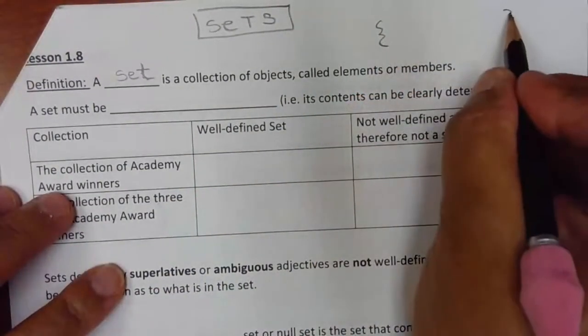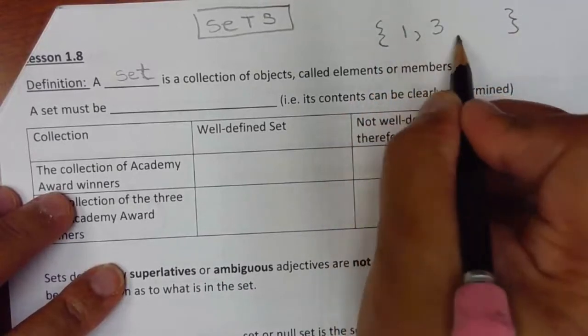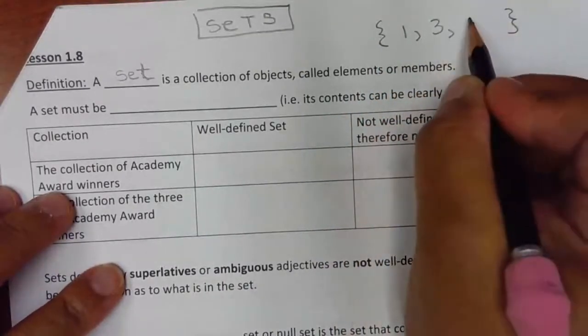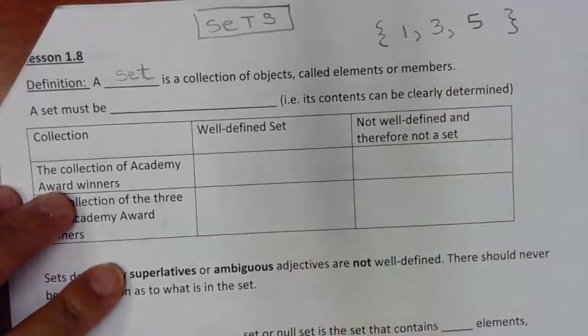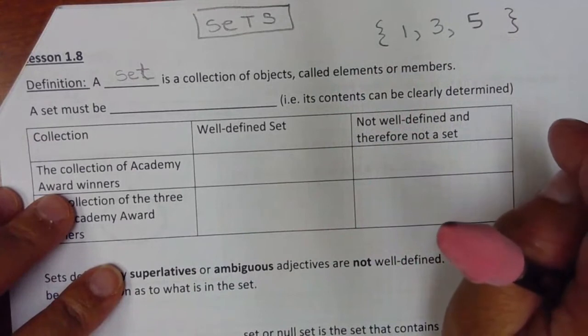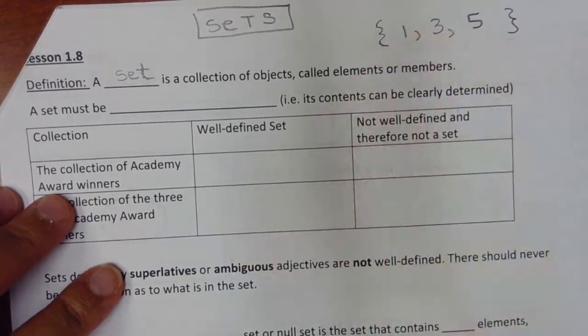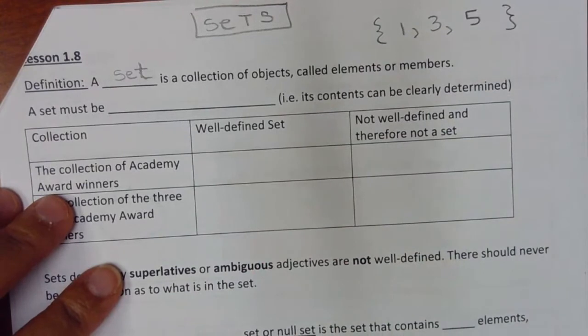Okay, typically we use set notation. Like let's say that I wanted to put odd numbers from 1 to 5. There they are, right? Odd integers from 1 to 5. So the objects are numbers, and there's 3 of them separated by commas.